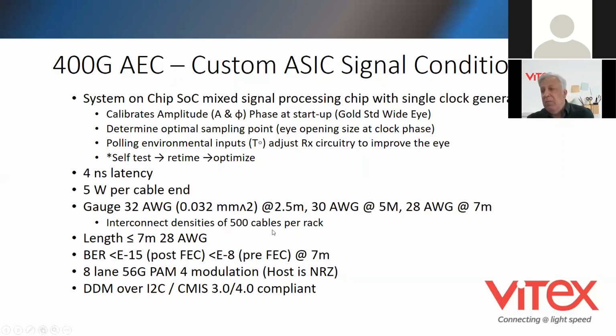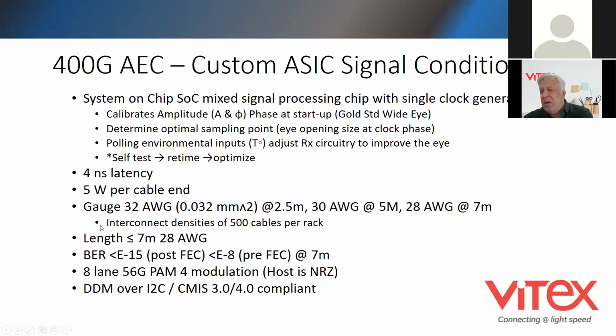If you look at 2.5 meters and below, we're talking about interconnect densities of 500 cables per rack. So a lot of space savings. You're really optimizing your space with the AECs as compared to the DACs. Want to talk about lengths or reaches. We talked a little bit about it briefly prior, but you can go up to a max length of 7 meters with the AEC as currently configured.